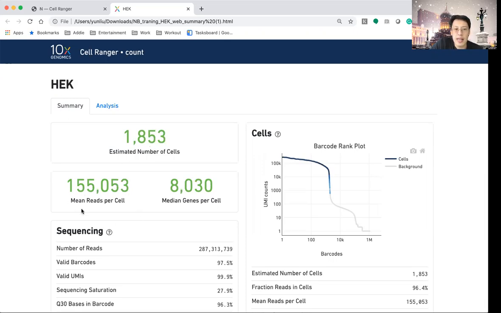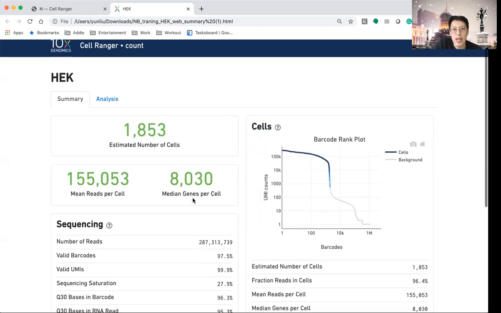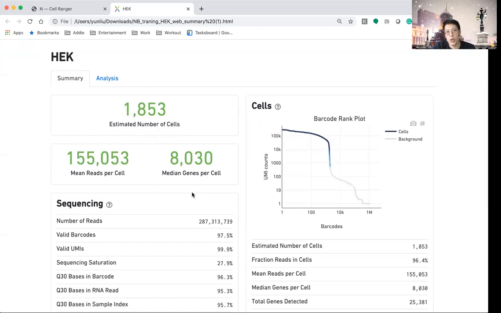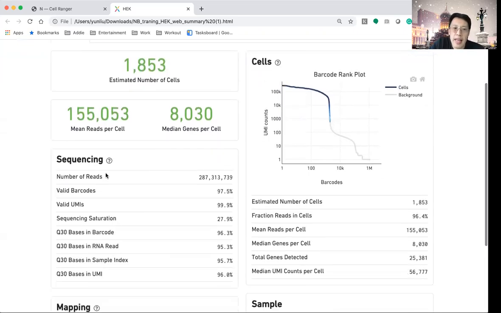The next one is the number of reads per cell, so you can see a lot, and then the number of genes that are being identified per cell. This is one of our earlier data sets during the training. Then we will also look at the number of total reads, in this case about 287 million reads.